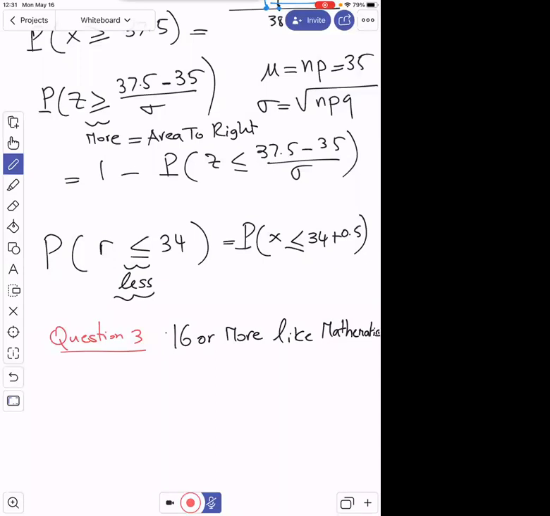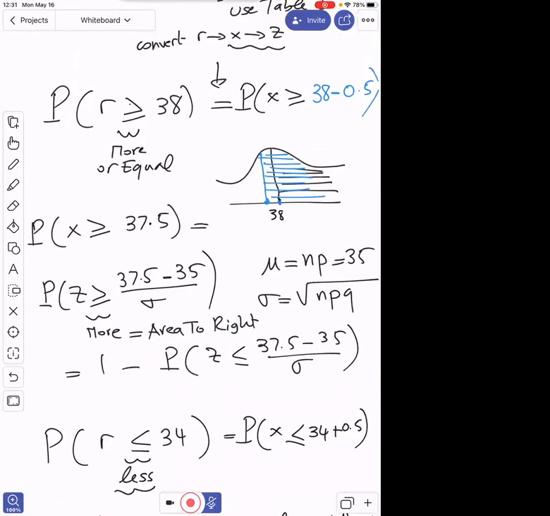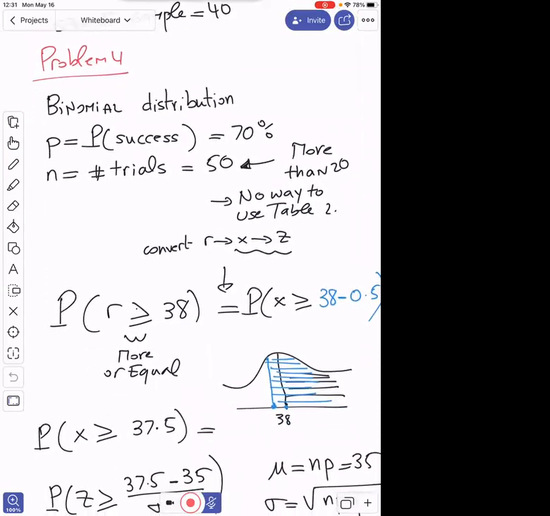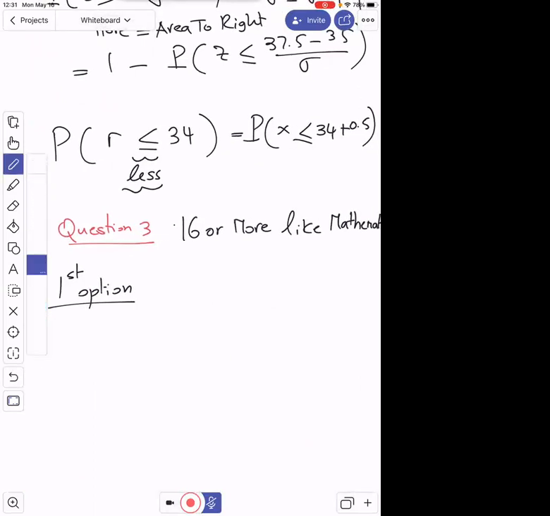To answer this question, you have two options. The first option is to switch the P and Q. In the previous questions, our P was 70%, and our Q, of course, is 1 minus P. So P was 70% and Q was 1 minus 70%, that's 30%.